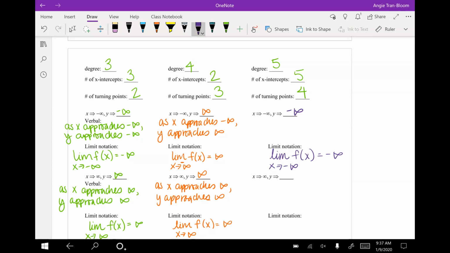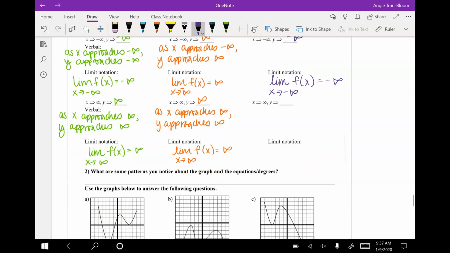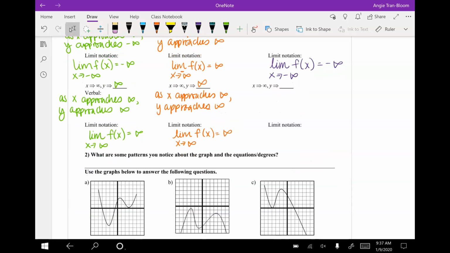Can you tell me the answer too? As x approaches infinity, y was going where? To positive infinity. Do you guys agree? Okay. So guys, write down the limit notation. Limit as x approaches the right side, which is infinity, y was approaching infinity. Okay.